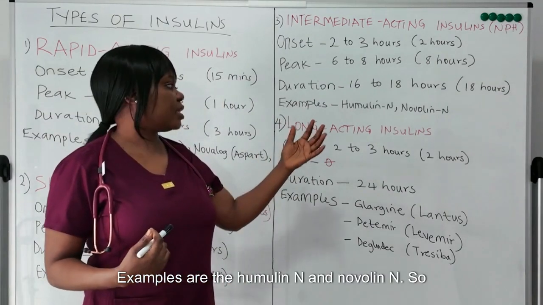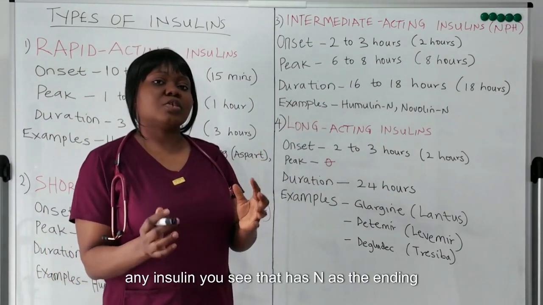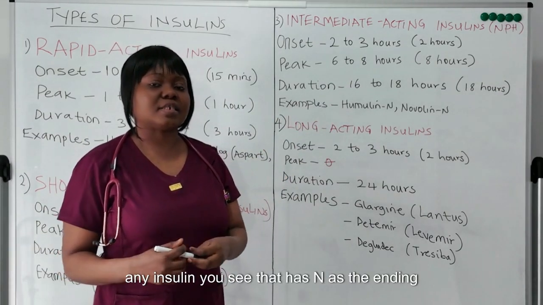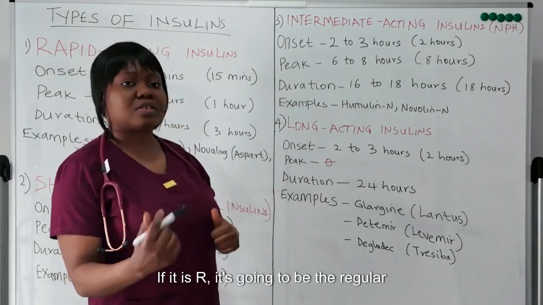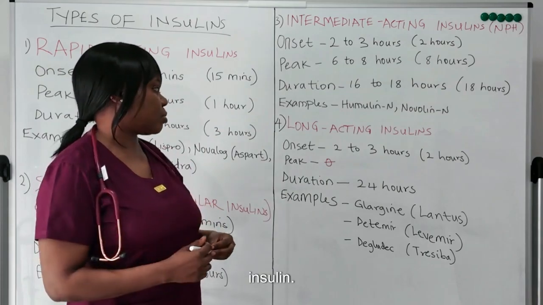Examples are the Humulin N and Novolin N. So any insulin you see that has N as the ending is mostly going to be intermediate, the NPH. If it is R, it's going to be the regular insulin.